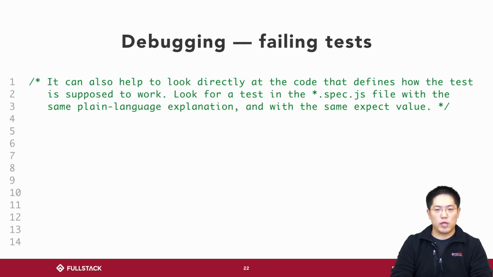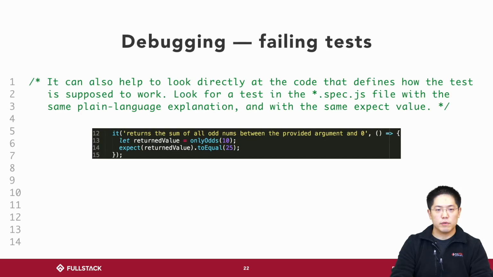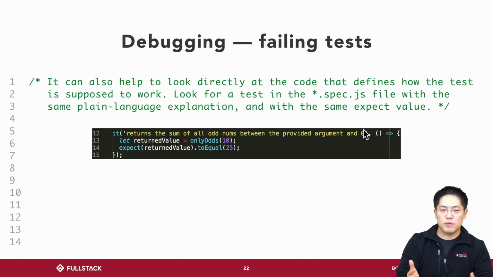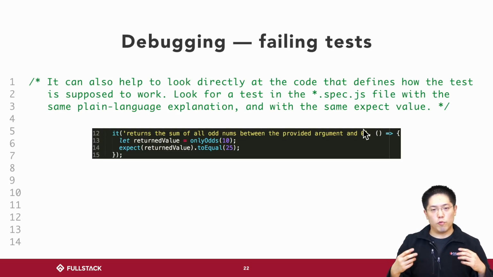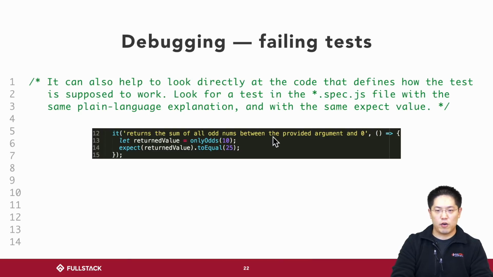So it also helps to look directly at the code that defines how the test is supposed to work. So that plain language explanation here, that was in the only odds returns the sum of all odd numbers, that should also be reflected in the spec file or in the test file, right? So here we see it returns the sum of all odd nums between the provided argument and 0. So that's where Testem is getting that text from, right? Testem is not smart enough to see the test and try to infer some kind of meaning. We actually hard code what the test is doing. So look for the string, returns the sum of all odd nums between the provided argument and 0.